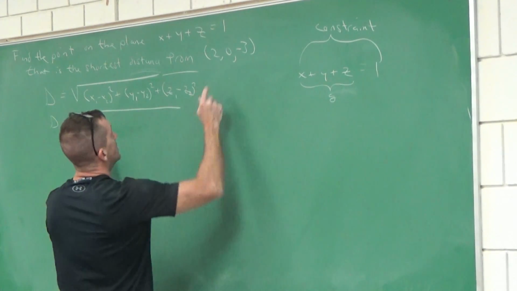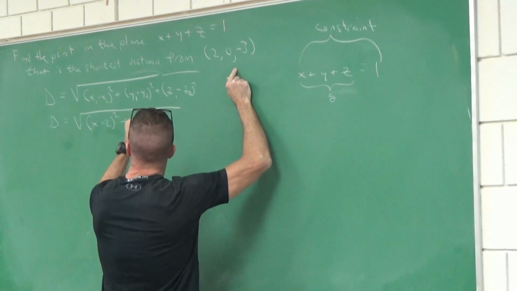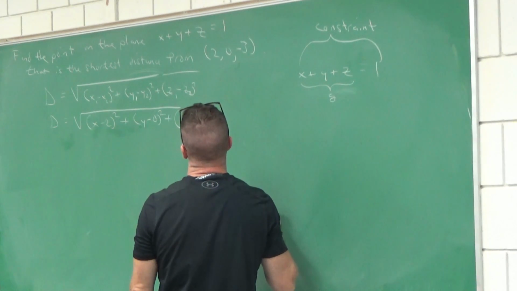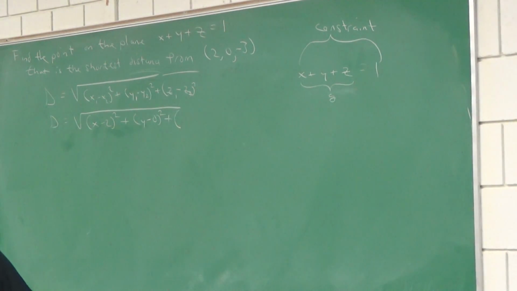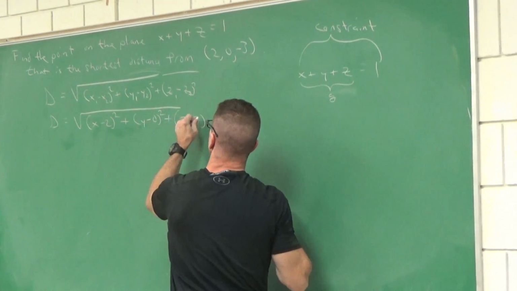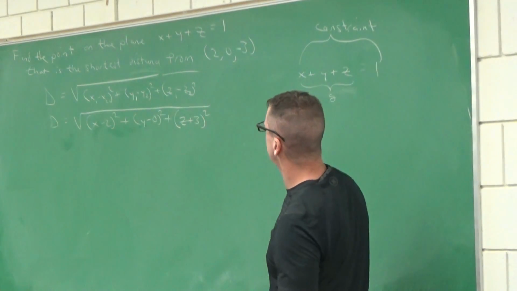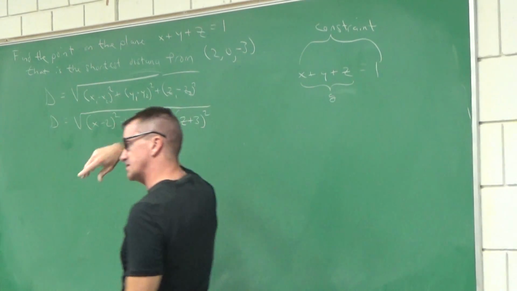(x - 2)² + (y - 0)² + (z + 3)². I got a 2, 0, negative 3 here, so make that z + 3. So far, so good? There's your f, there's your constraint. We're going to get some gradient vectors in a second.